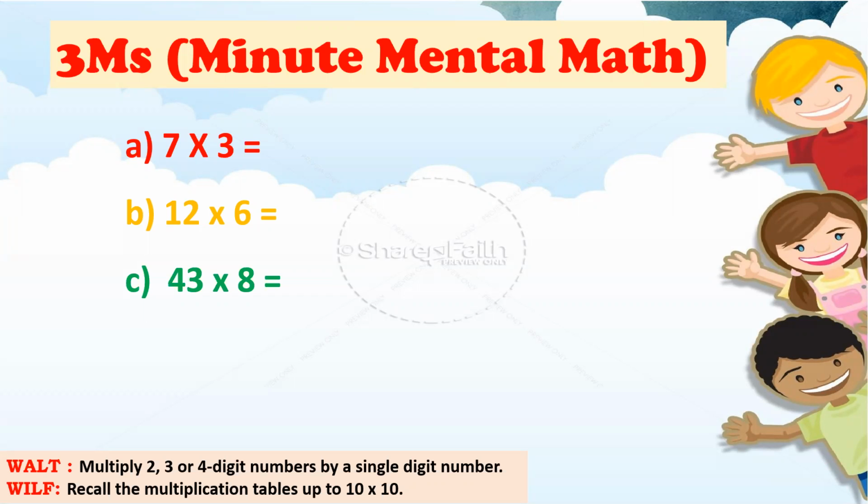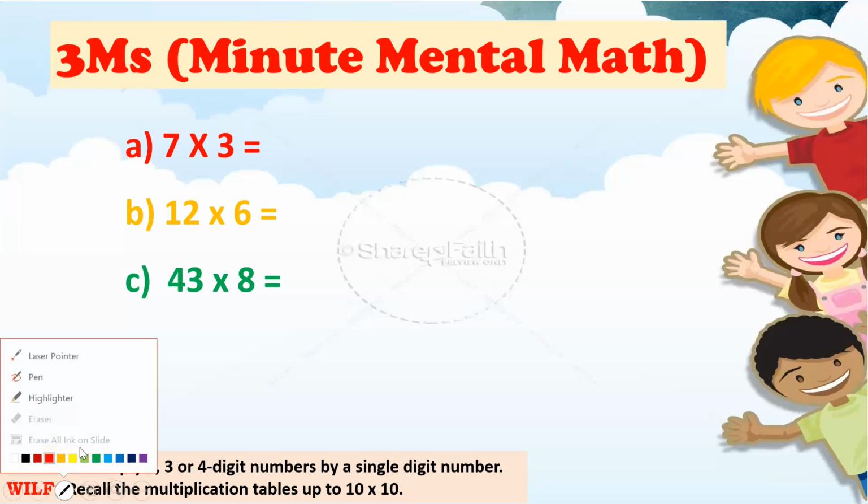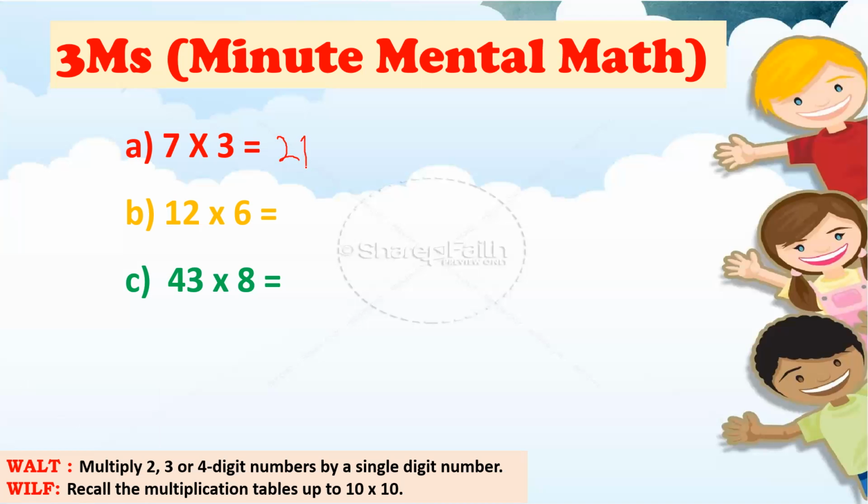For the first one, 7 by 3, our answer is going to be 21. If your answer was correct, please put a tick mark on it. 21 is our answer here. On the next one, our answer is going to be 72. As I said in the previous one, if your answer is correct, add a tick mark.